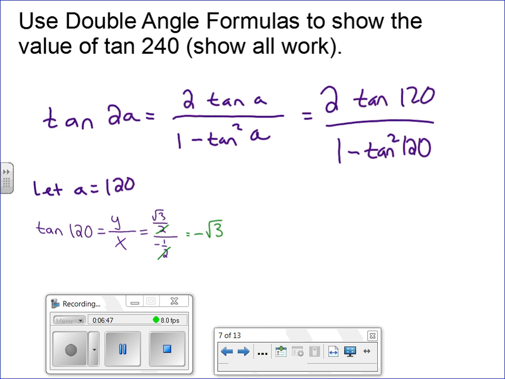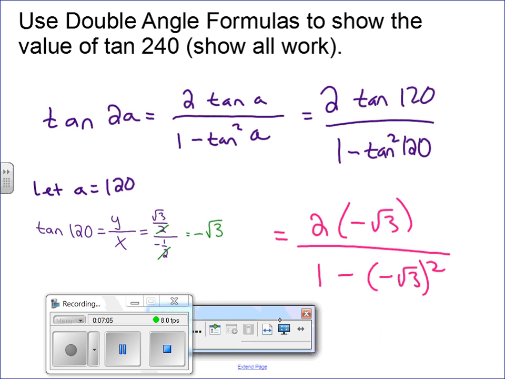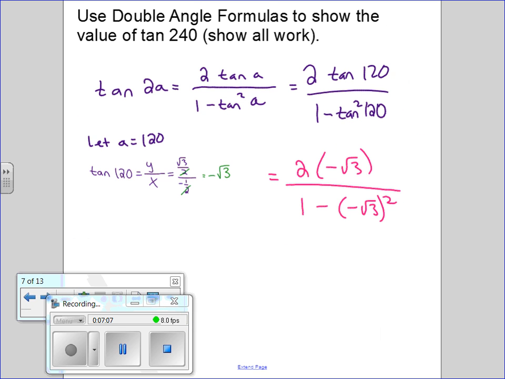All right, so now everywhere you're seeing that tan 120, I'm putting a negative radical 3 in its place. So there's a negative radical 3 here. And it's 1 minus negative radical 3 squared. That is a tricky little guy to simplify. So we'll talk through that slowly. So on the top, it'll just be negative 2 radical 3. That's not hard. The bottom is where the simplifying becomes hard.